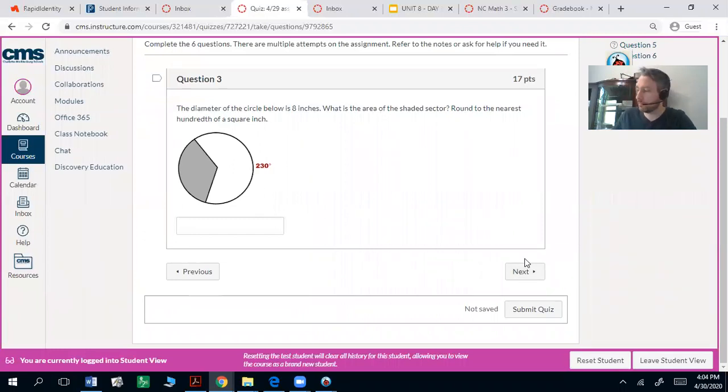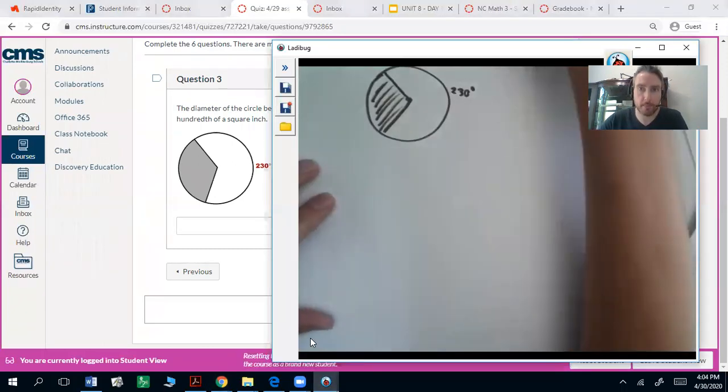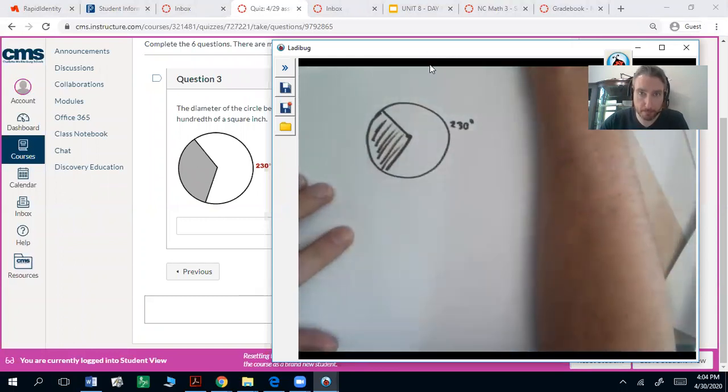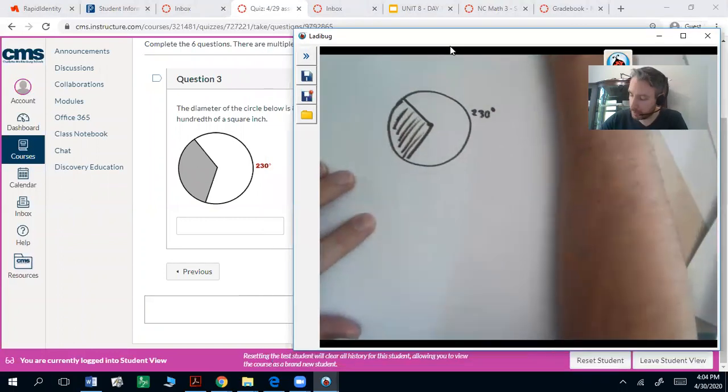Question 3. The diameter of a circle below is 8 inches. What is the area of the shaded sector? All right, so the diameter is 8 inches. That means the radius is going to be 4.